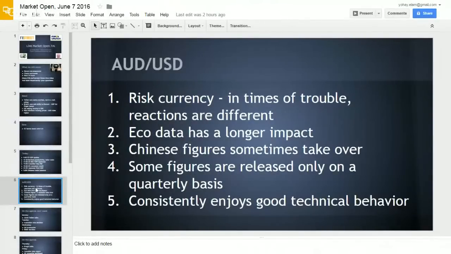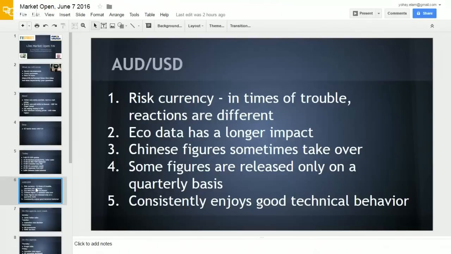So our special segment for today is about the Australian dollar, Aussie against the US dollar. We continue our ride of currencies. So here are 5 characteristics for the Aussie dollar. First of all, the Aussie dollar is a risk currency. Risk means that if we have party time in markets like now, the Australian dollar is in demand.